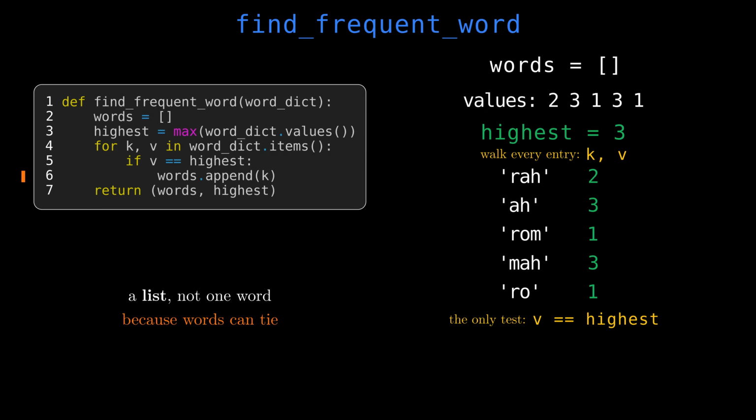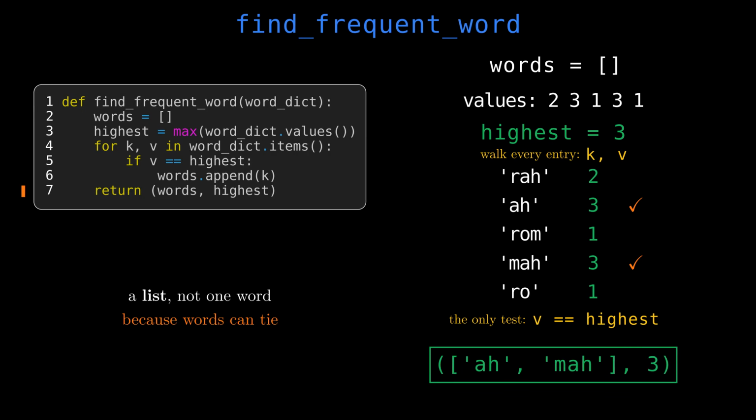It keeps a list rather than a single word for one reason. Words can tie, exactly like ah and ma here. So when we run it, ah gets added, ma gets added, and the function returns the pair. The list containing ah and ma together with the frequency 3.